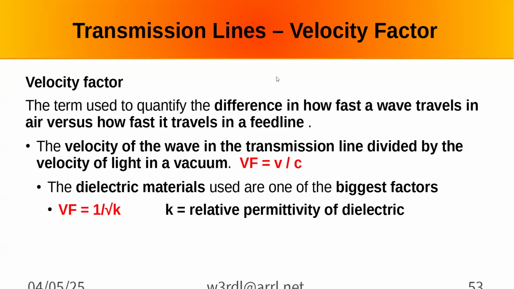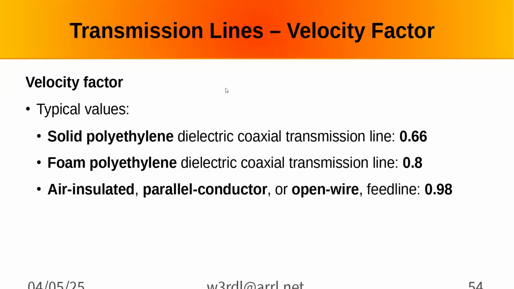Velocity factor to be high. If the velocity factor was 1, then it would travel at the speed of light, and the physical length would be the same as the electrical length. Usually the electrical length is longer than the physical length because of the velocity factor. For solid polyethylene, you typically see about 0.66. For foam, 0.8. For air insulated, parallel or open wire, it's like 0.98. So there's very little slowdown in parallel.